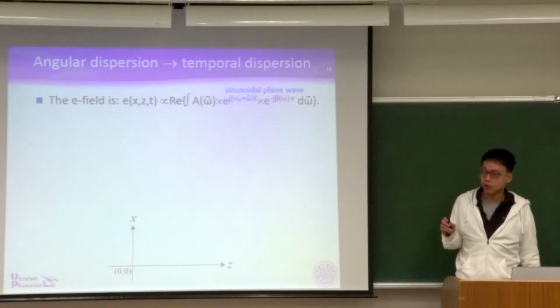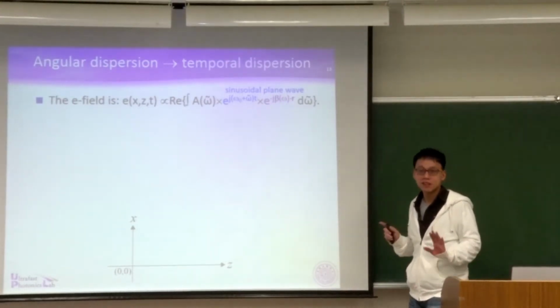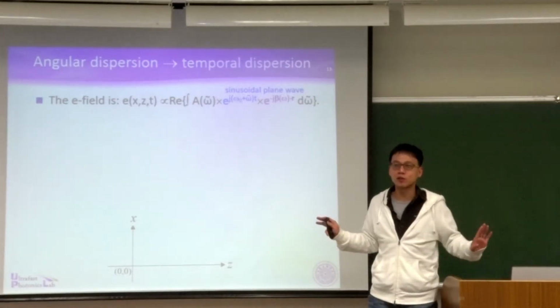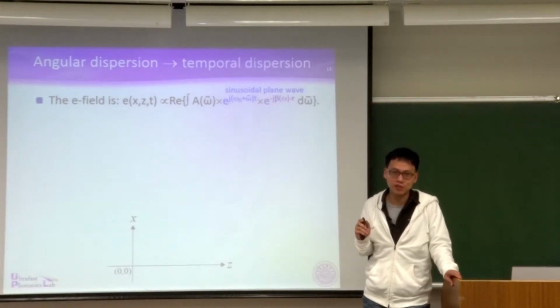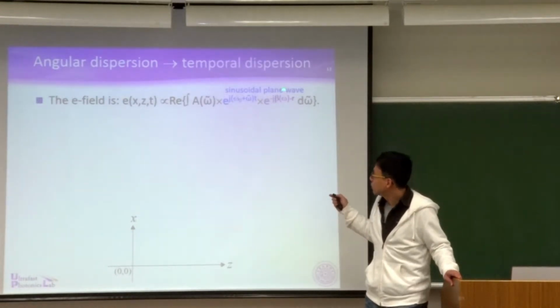Here we need to talk about angular dispersion, so this is necessary. Without this term, there is no angular dispersion. Every color propagates along the z direction. There is no angular dispersion. So this is necessary.